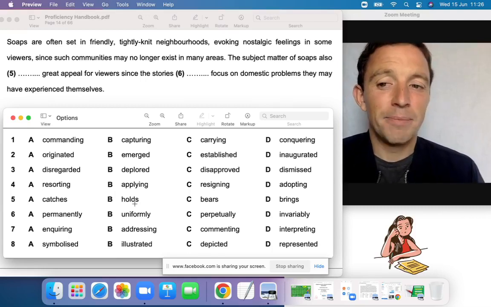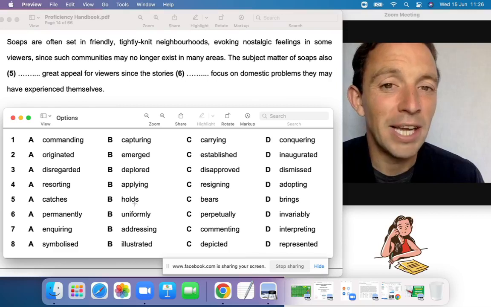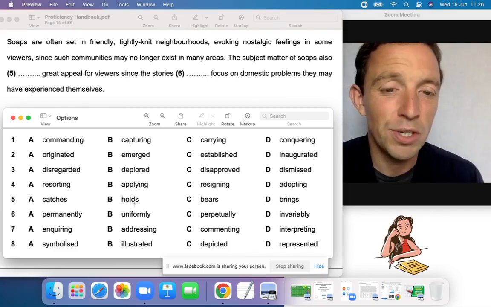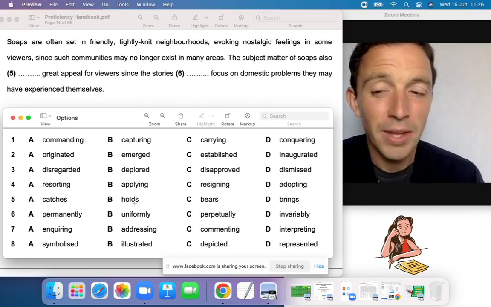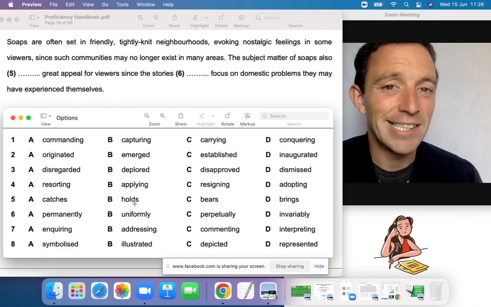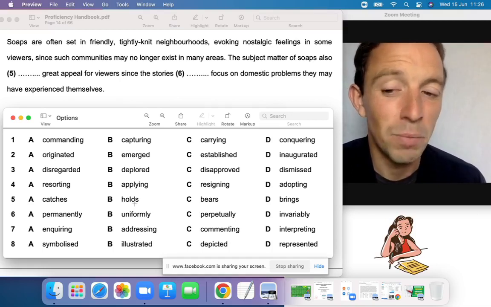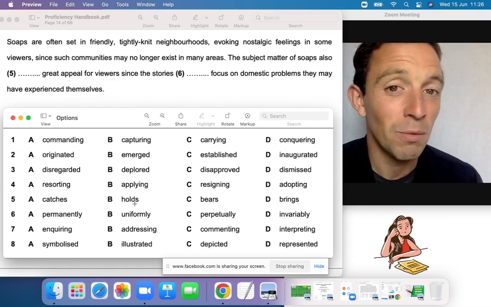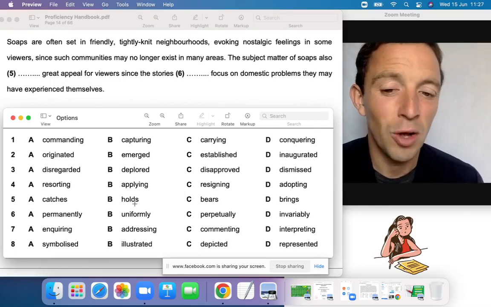And brings great appeal, maybe, yes, that could be possible. It brings great appeal, it brings great attractiveness for viewers, but not exactly, it does not fit perfectly in this situation. So for me, the best option is holds great appeal. It possesses great appeal. I expect some people might have a problem with that number 5. I think that will be tricky for a lot of people. But for me, the best answer is holds great appeal.